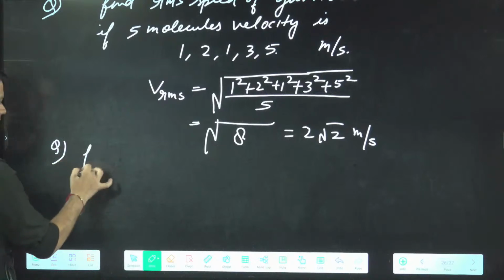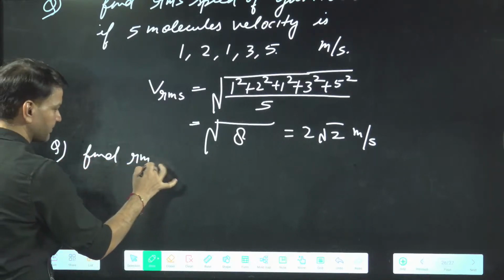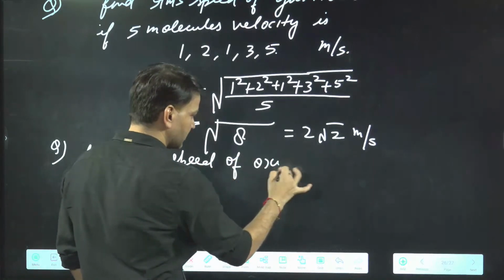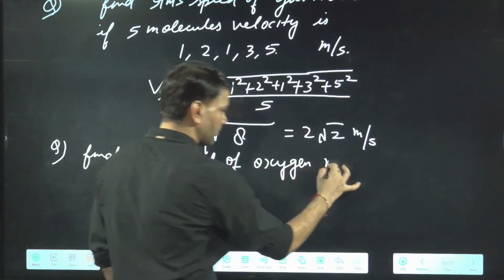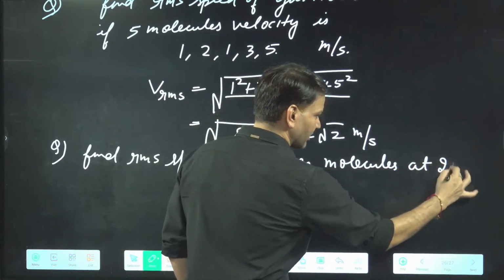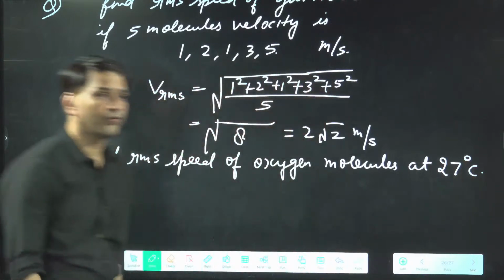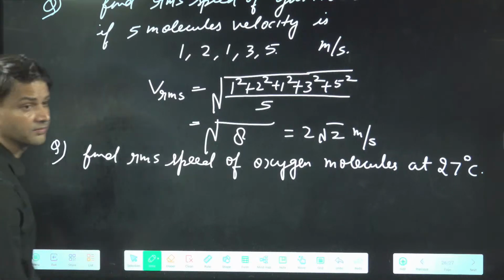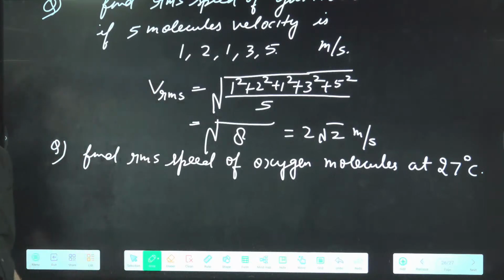Second, find the RMS speed of oxygen molecule at 27 degrees C. We have to find the RMS speed of oxygen molecule that is at 27 degrees C.